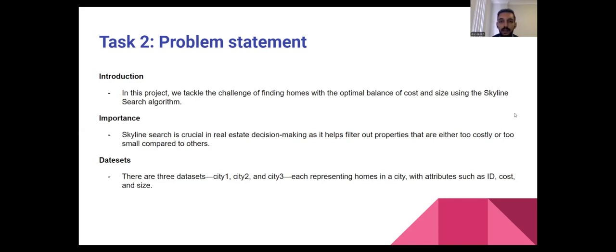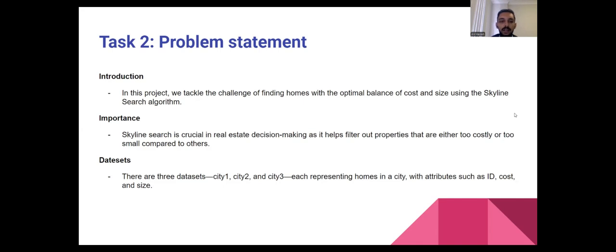Coming towards the problem statement, this task is related to real estate, which includes information about different houses and their costs and sizes. In real estate, for instance, we have to find homes that balance cost and size, because this information is very important for buyers before making the final decision about which house to buy. Buyers often want the best value for their money, which means finding homes that are neither too expensive nor too small would be the most beneficial for them.